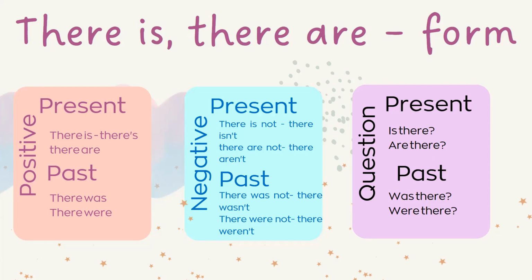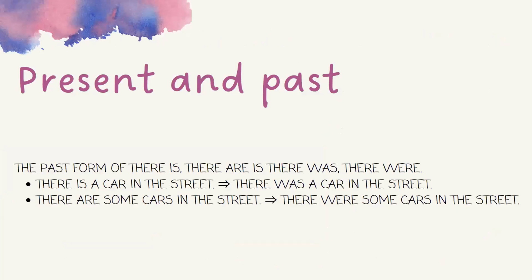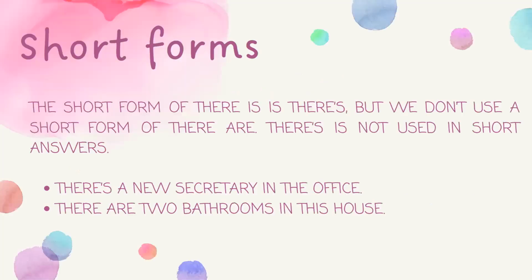For question in present, it would be is there, are there. In past, it would be was there, were there. Present and past. The past form of there is, there are, is there was, there were. There is a car in the street. There was a car in the street. There are some cars in the street. There were some cars in the street.